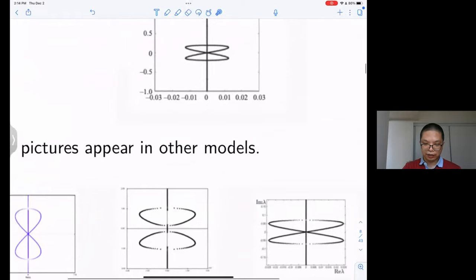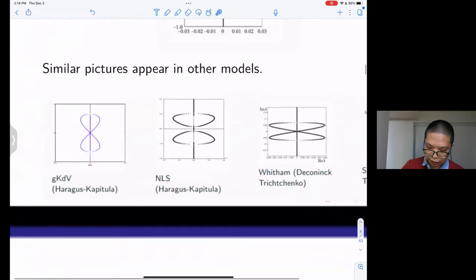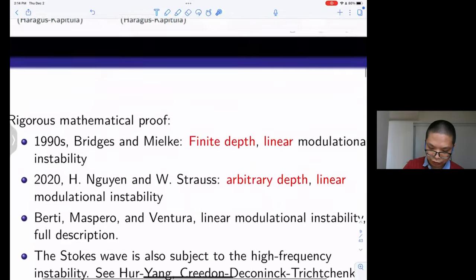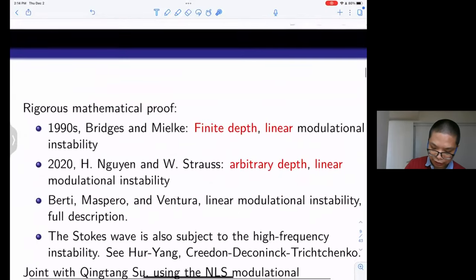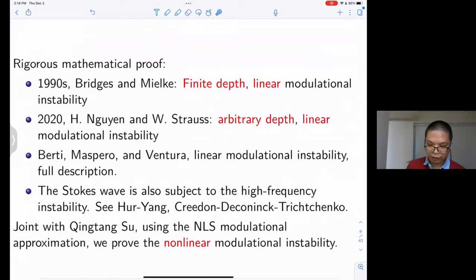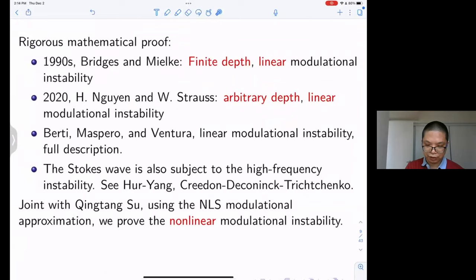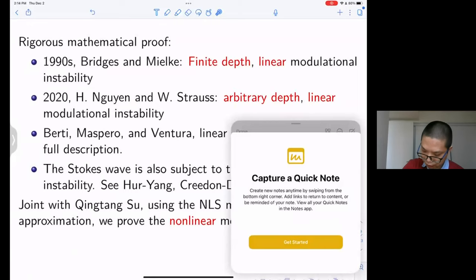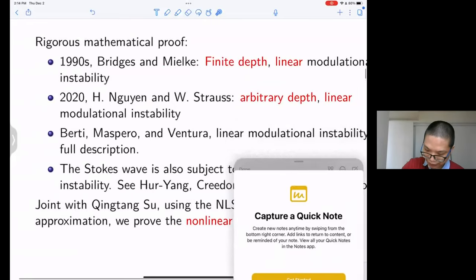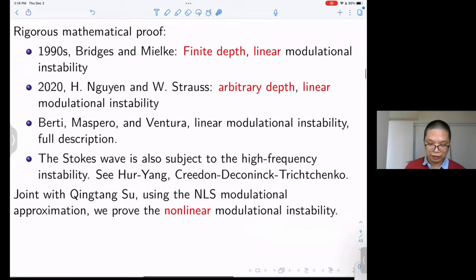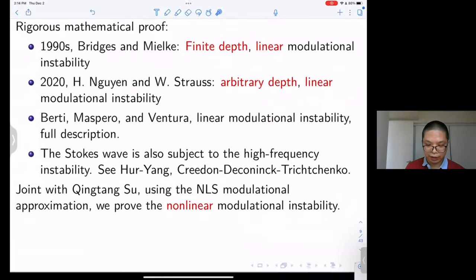This is remarkable work, all of this work is about linear instability. Okay, all of these are linear. I also hope to comment that the Stokes wave is also subject to high frequency instability. For example, there are two recent papers by Creedon and Deconinck, and the group by Deconinck.